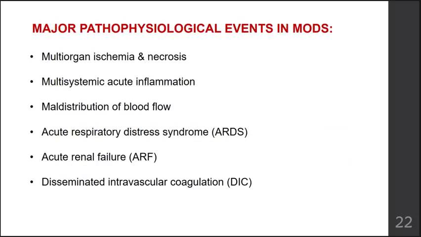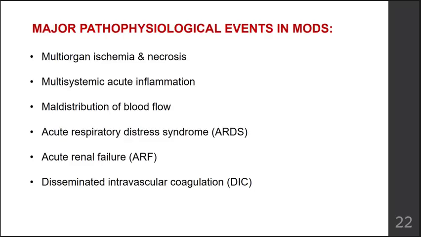Okay, this slide shows you the major pathophysiological events that occur in multiple organ dysfunction syndrome. Number 1, we have the multi-organ ischemia and necrosis because there's been a decrease in tissue perfusion, and the longer the shock is left untreated, the more likely that further ischemia and necrosis will occur to multiple organs in the body.